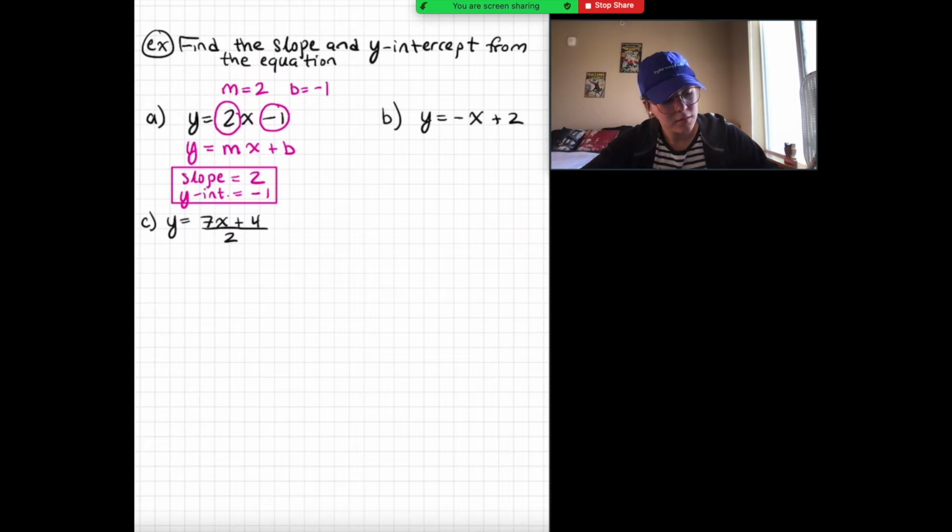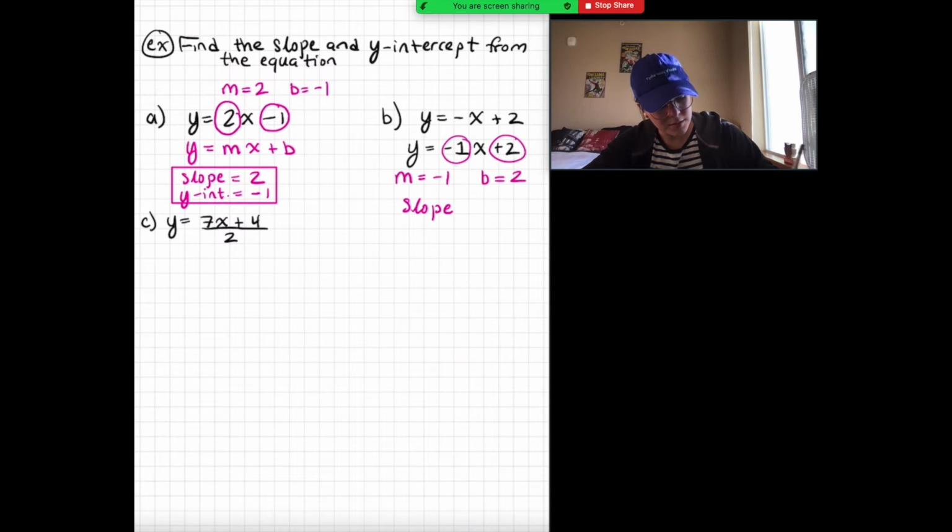So for the next one, we have y equals -x plus 2. Now it's important to remember that when we have a negative in front of an x, that implies that we actually have a -1 in front of our x. So to find our slope, our m value, we just look at whatever's in front of the x. So in this case, we have a -1 in front of our x, so our slope is -1. And then our y-intercept is whatever our constant is that's being added. So in this case, it would be +2. So our b value equals 2. So our slope, again, would be -1, and our y-intercept would be 2.